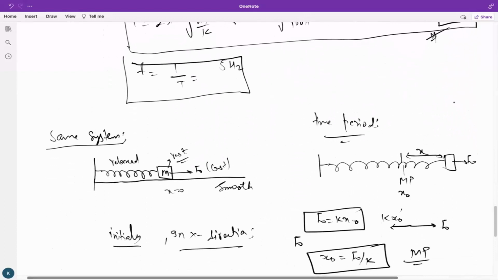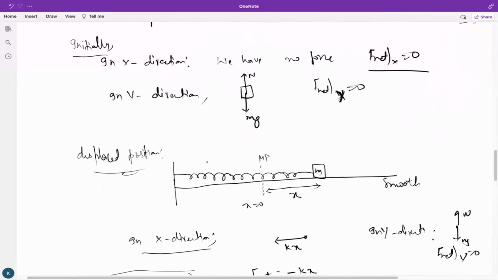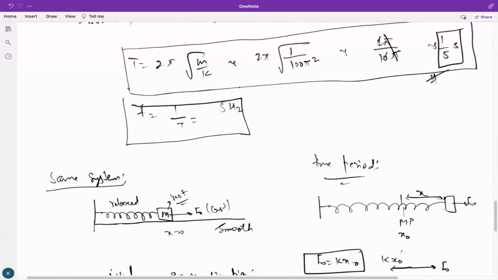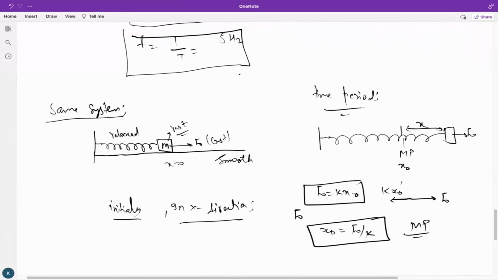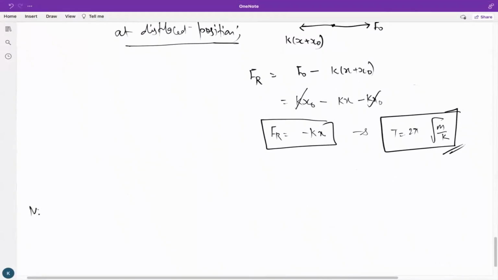Irrespective of that, initially there is some force acting on the system, which is a constant force. Its time period is the same as when there is no force acting at all. Initially in the x direction no force is acting, and even when a force is acting, it makes no difference. The time period will remain the same and its value is equal to 2 pi root under m by k.